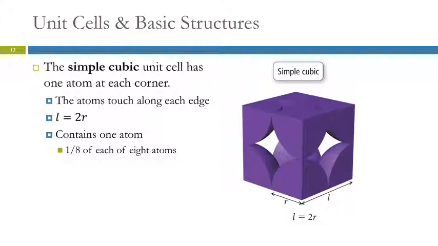The atoms touch along their edges. So between this atom and this atom, they're actually touching each other here and here and here. And so we can calculate the length of the edge in terms of the radius of the particle, the atom or molecule. So if this atom has a radius of r, then the length of the edge must be 2r, because it's 2 radii in length. Does that make sense?